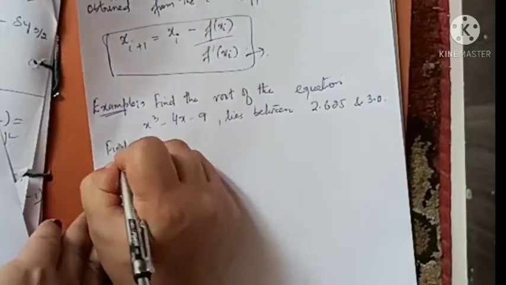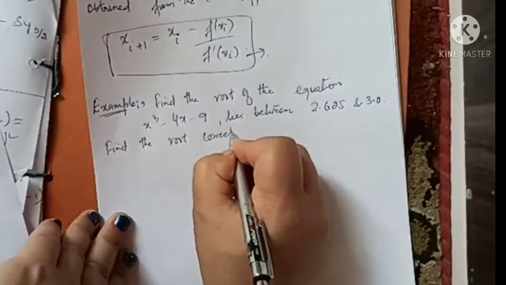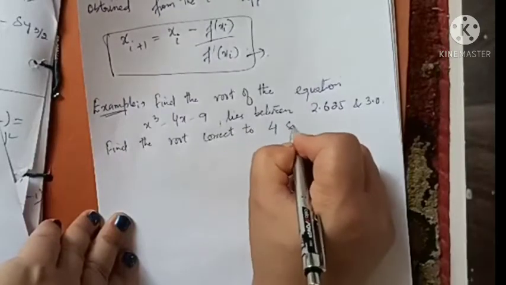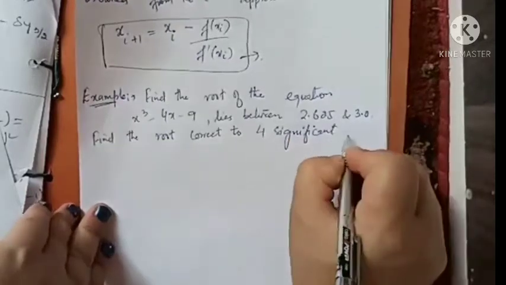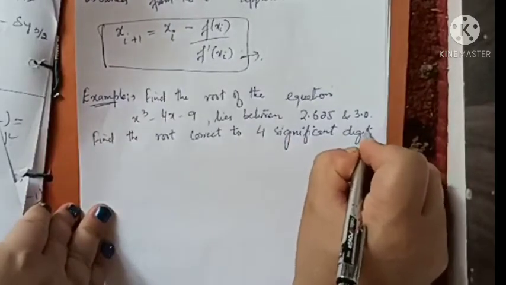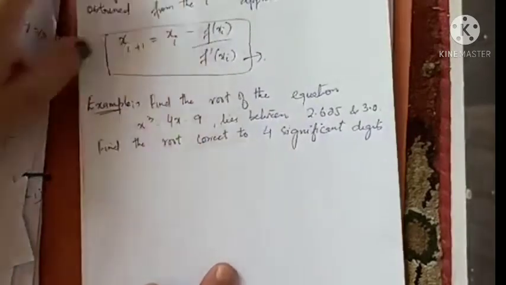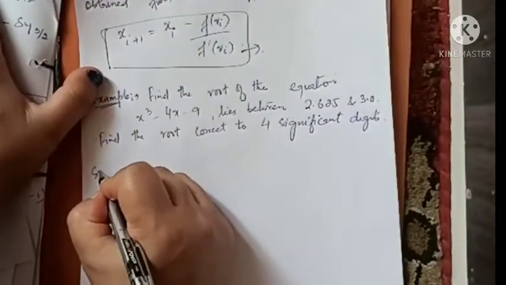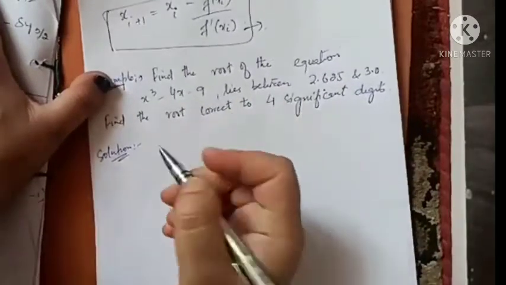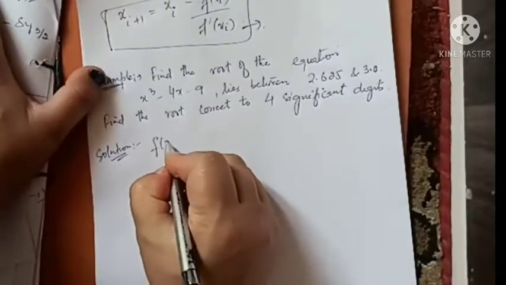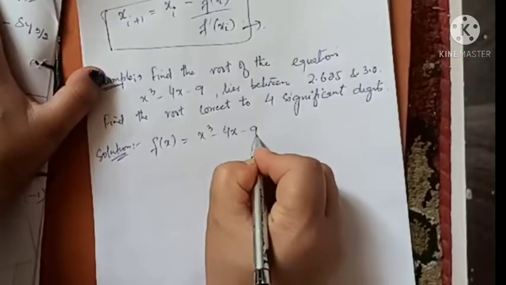Find the root correct to 4 significant digits. Okay, so let us solve this question. So our f of x is given, that is x cube minus 4x minus 9.